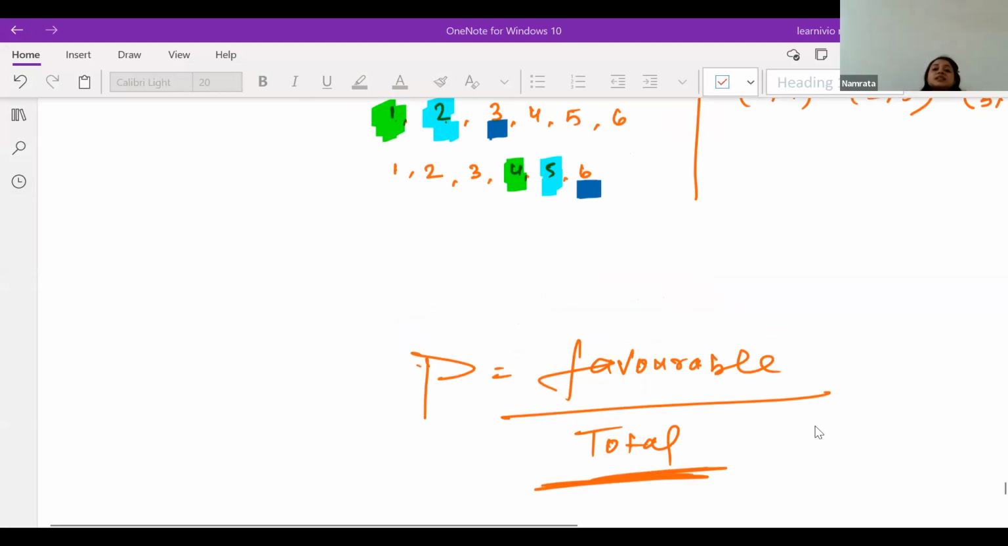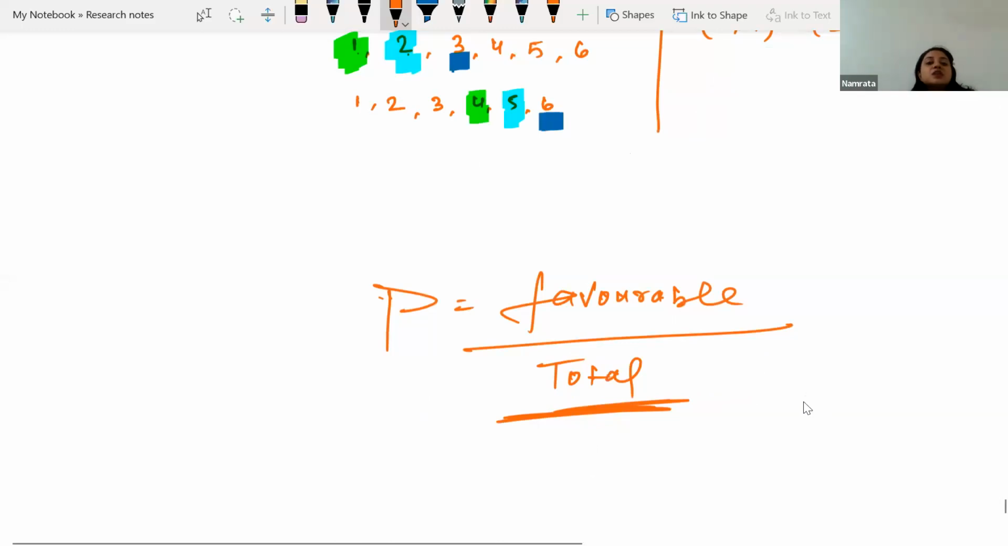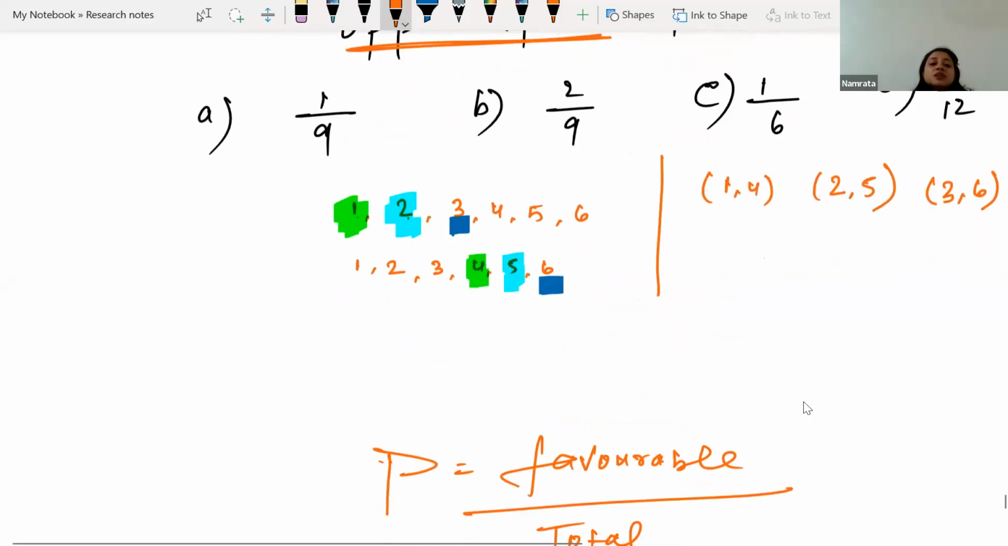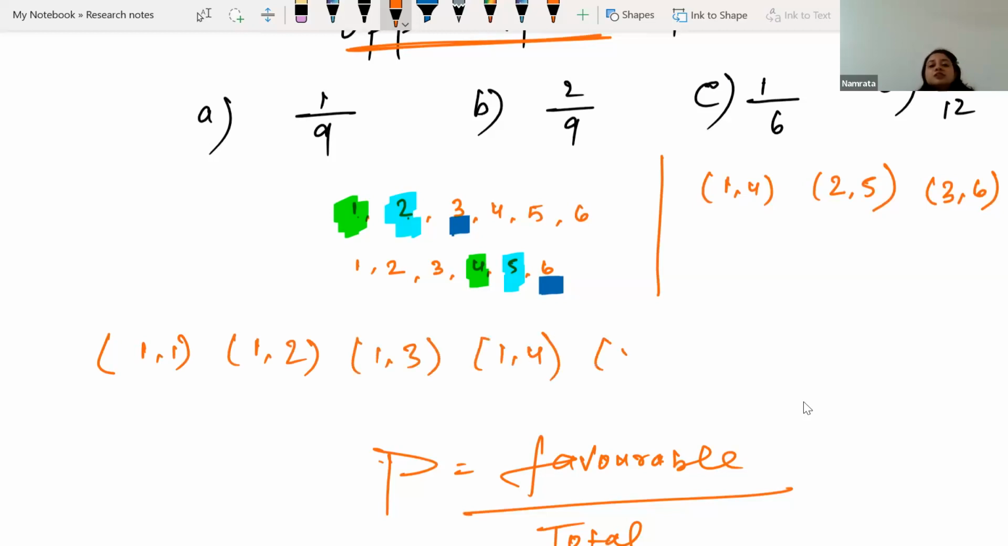Why is it 36? Because we are throwing two dice, 6 into 6. Once you start listing all the possibilities, 1 with 1 can come, 1 with 2 can come, 1 with 3 can come, 1 with 4, 1 with 5, and 1 with 6 can come. Similarly, 2 with 1, 2 with 2, 2 with 3, 2 with 4. This way you will end up getting 36 total possible outcomes. Whenever we are throwing two dice, the total number of outcomes will always be 6 square, that means 36.